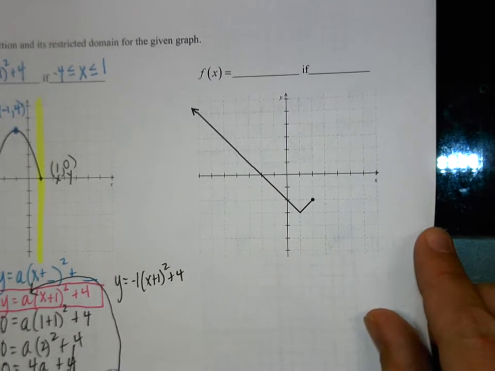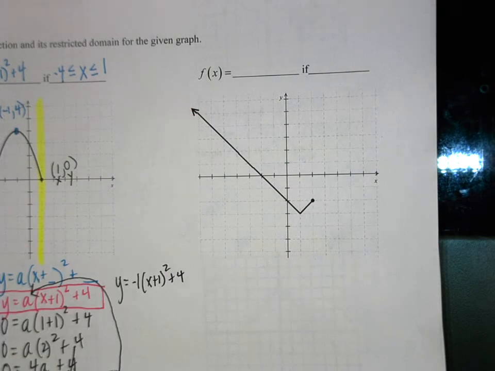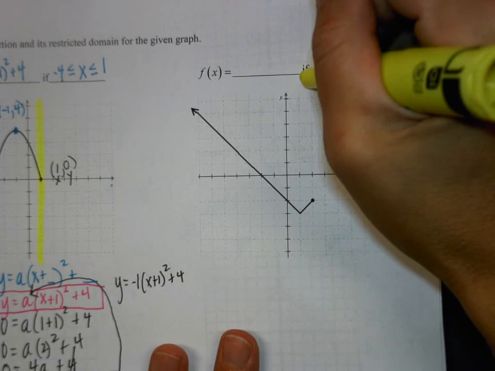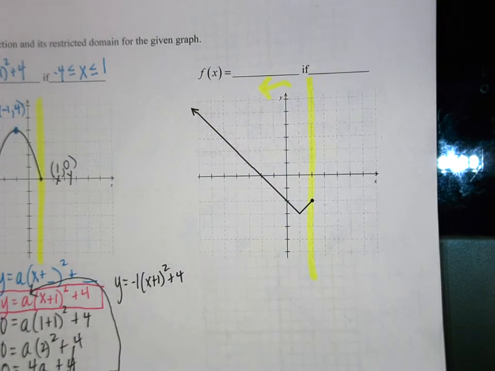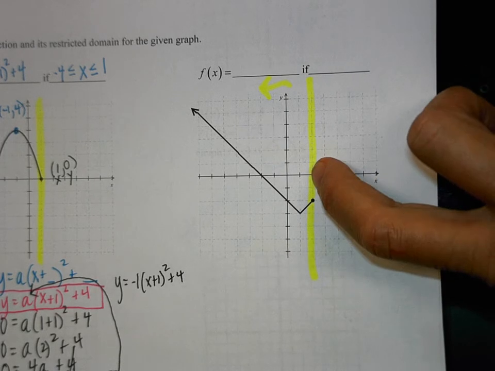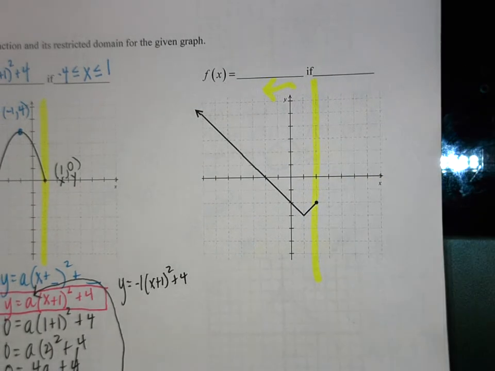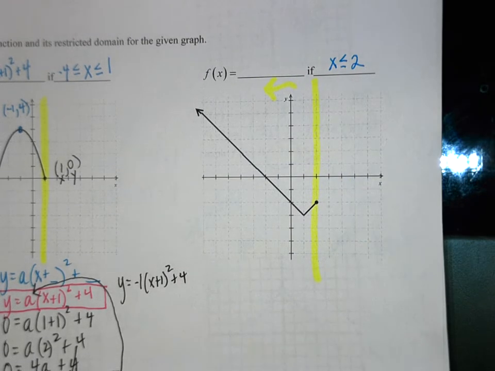So, first of all, this is infinity, or negative infinity, correct? And then this is our restriction right here. So it's everything to the left of that point. How would I write that? Close. The x value is at what? 2. So it would be x is less than or equal to 2. Are we good with that?